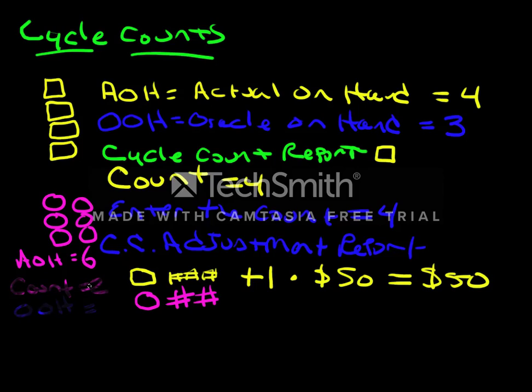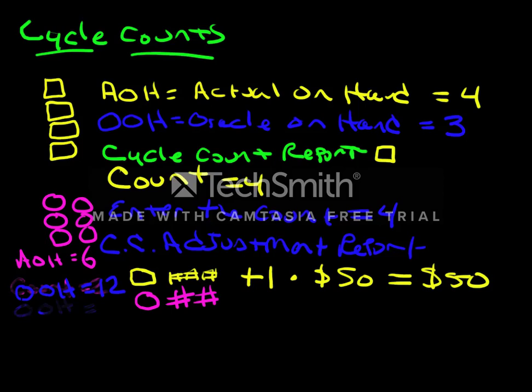We'll come back, and we say that there really are 6, and the actual on hand is 6. And then we're going to do the Oracle. Let's say that Oracle actually thinks we have more of these. Oracle thinks we have 12 of them. So then, just like up here, we did the actual on hand, we have the Oracle on hand, then we do a count. Okay, we created the count, then we do a count.